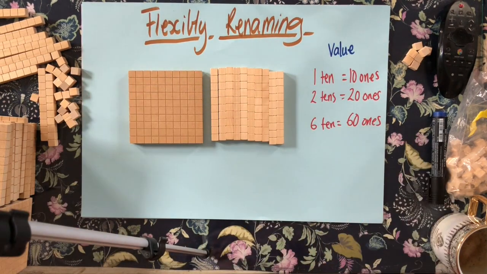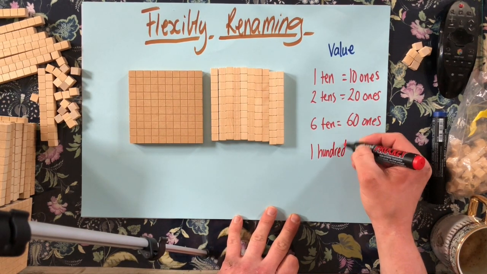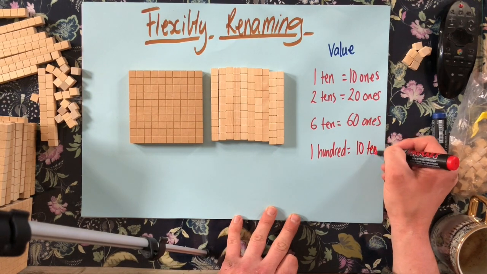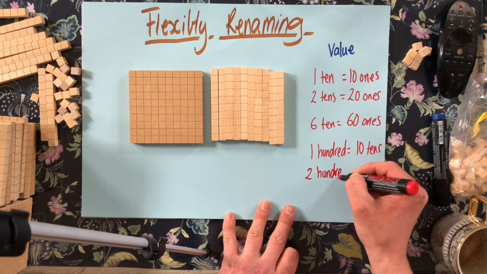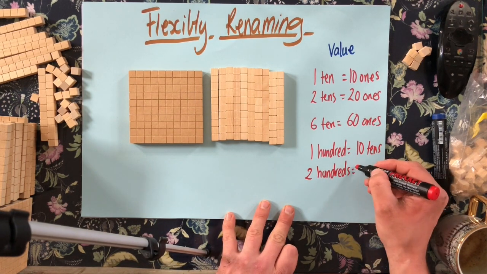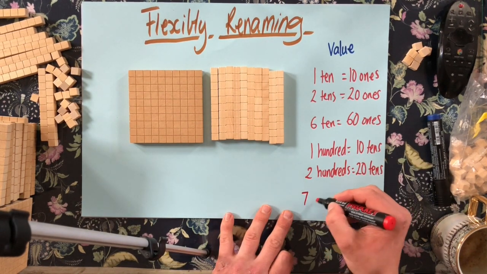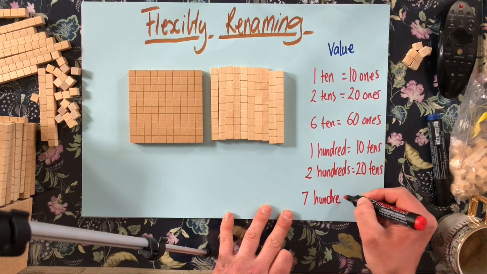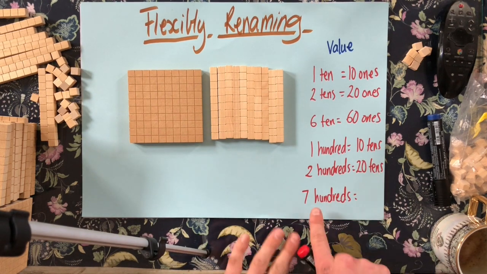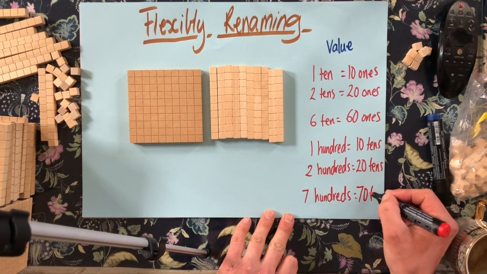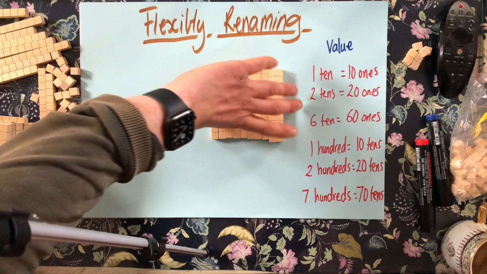However, they look different. So what if I said 1 hundred equals 10 tens? What would 2 hundreds mean? Have a think. Well done. You're right. That would make 20 tens. What if I said 7 hundreds? Have a think. If 2 hundreds make 20 tens, yes, you're right, 7 hundreds make 70 tens. Well done. All right, let's go a bit further.